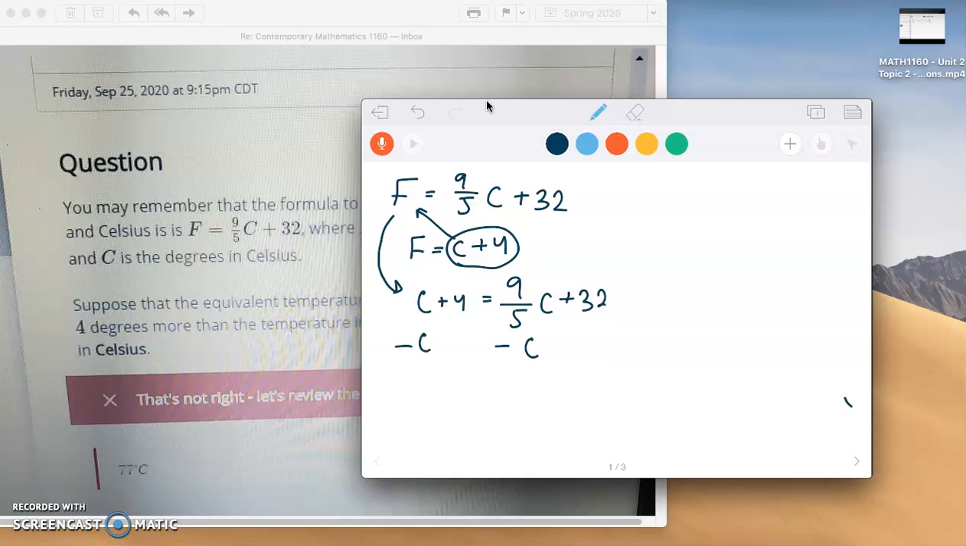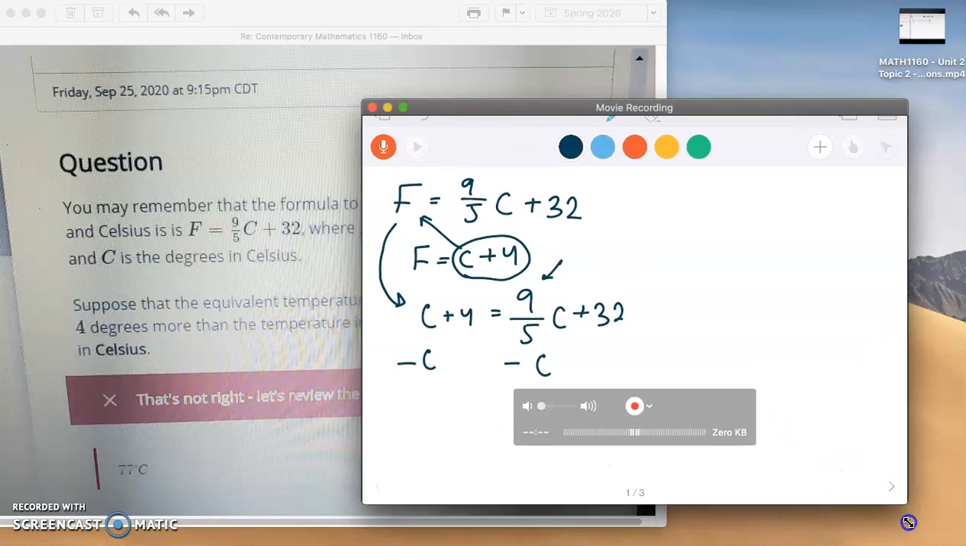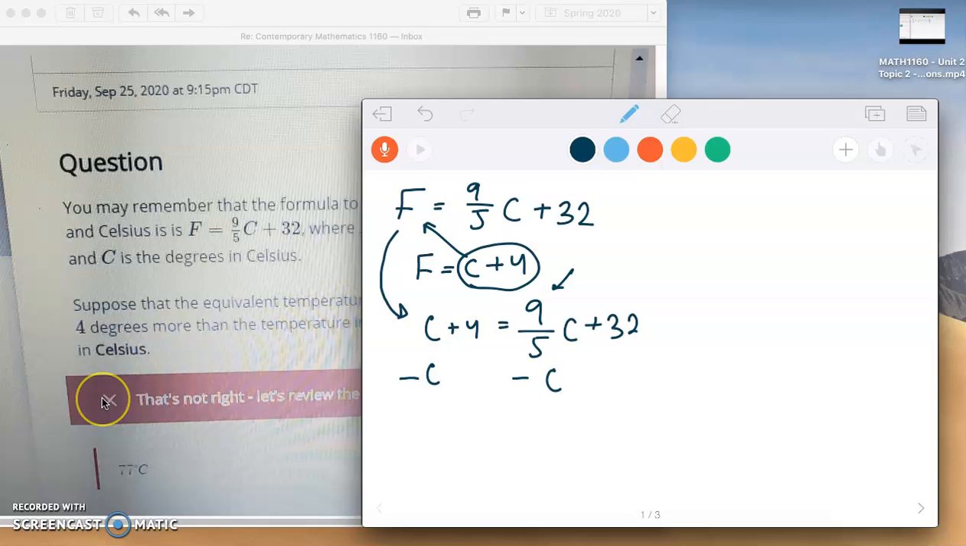The reason I'm doing that is because it's not necessary. You could start anyway. The reason I like to do that is because I know that 9/5 is bigger than 1. So I know if I have 9/5 minus 1, it's going to be a positive number. And I just prefer to work with positive numbers, but not at all necessary. All right, so this C is going to cancel. So now I have 4 equals 9/5 C minus C plus 32.